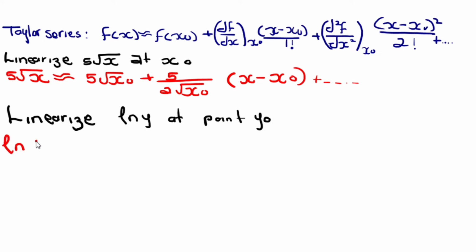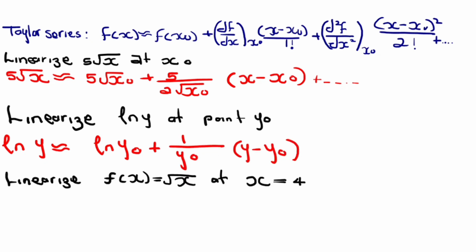Let us continue again. We are going to linearize ln y at point y0. We are going to say ln y, approximating the root using the Taylor series: ln y0 plus 1 over y0, times y minus y0. Let's do the next one. Linearize the function f of x is equal to square root of x at point x equals 4.